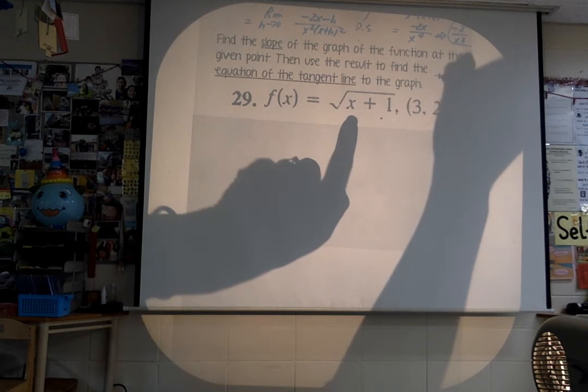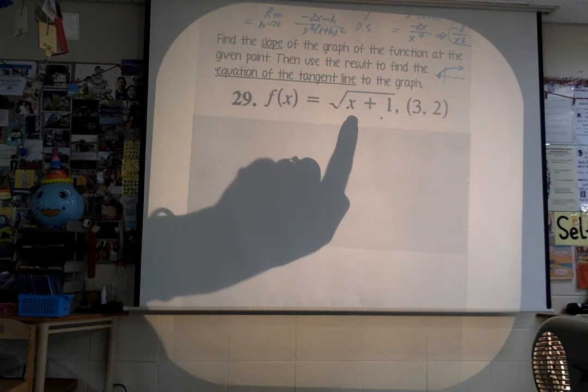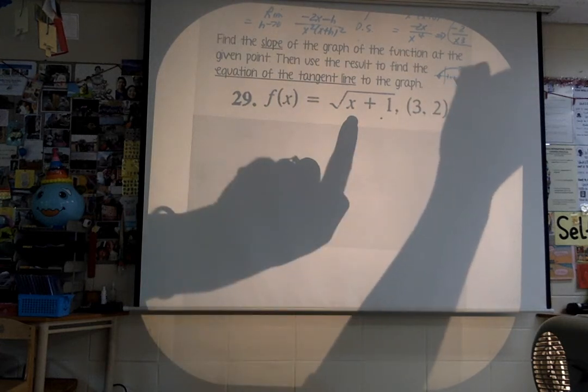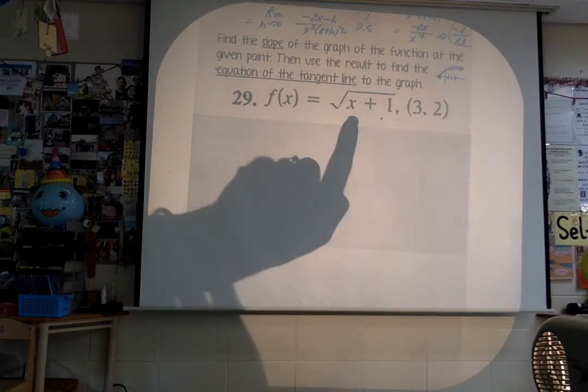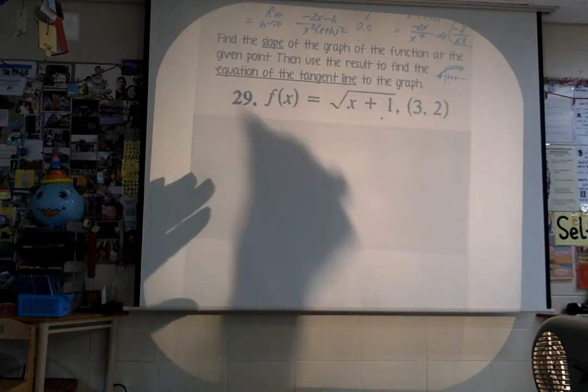It's -1, right? That's where it starts, and it's a radical function like that. Well, (3, 2) is about somewhere here, right? So they want us to write a tangent line here, and this tangent is a linear, okay? So just keep that in mind.